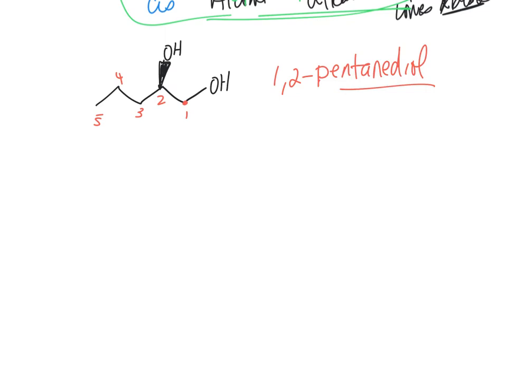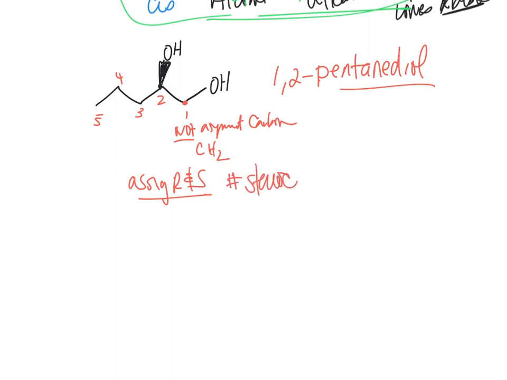Now, you have one stereocenter. You see number 1 is not an asymmetric center. That's not an asymmetric carbon because that's a CH2. And one of your concepts in organic chemistry is assigning R and S configurations. So we're going to deal with that now. Assigning R and S, this is the concept, and also determining the number of stereocenters in a molecule. So you only have 1 here.